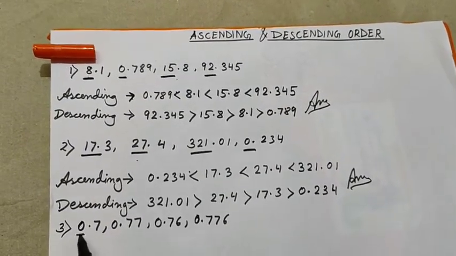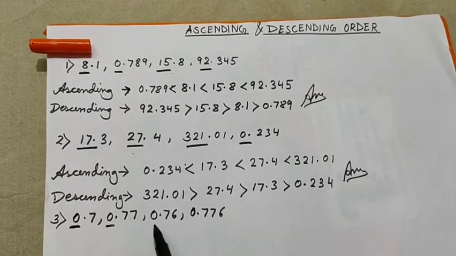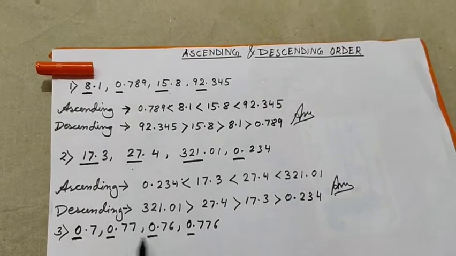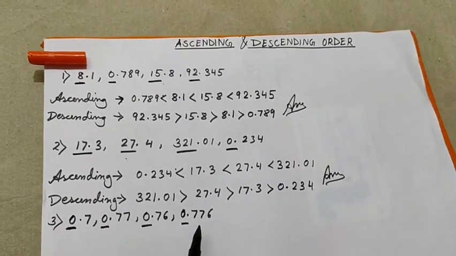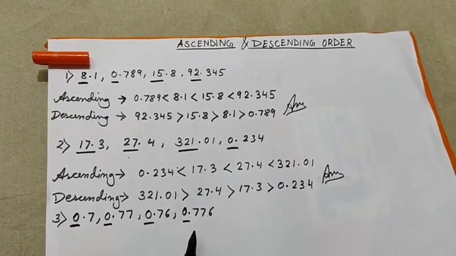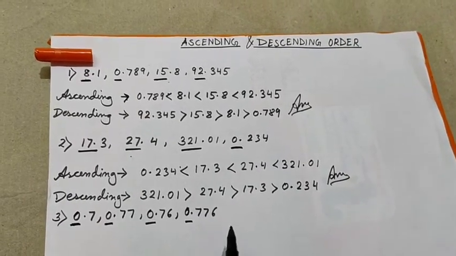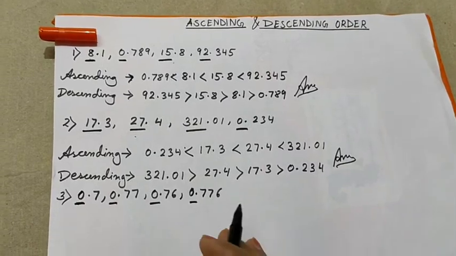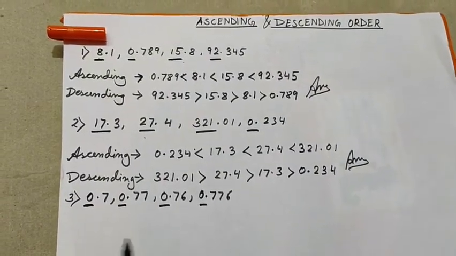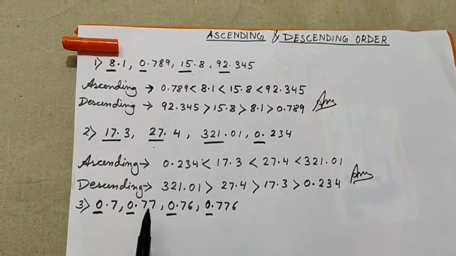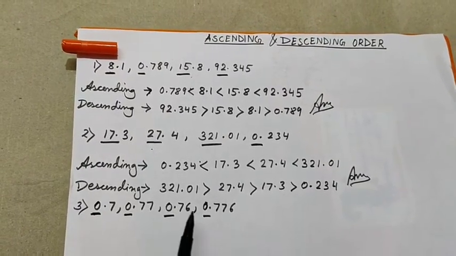So see the whole numbers: here it is 0, here also 0, here also 0, here also 0. So all the whole numbers are the same. So what we will do, we will compare the decimal parts here. Decimal parts means tenths, hundredths, thousandths. All this we have to compare. Now before that, let us convert the unlike decimals to like decimals.